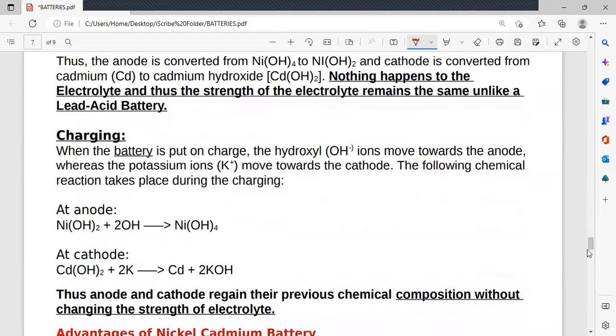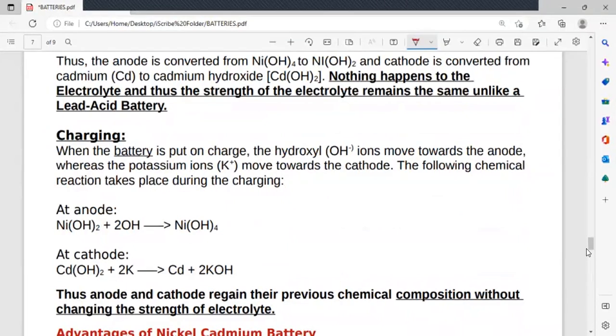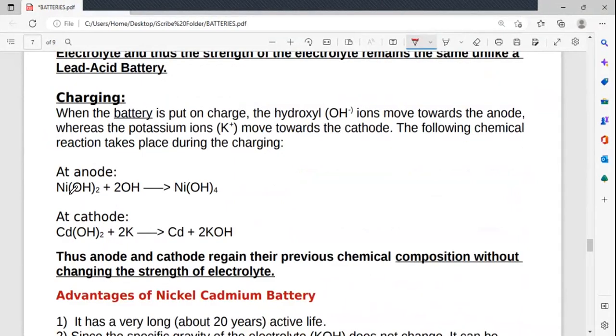Obviously we cannot keep it in the discharged state. Yes, you can keep it discharged for a long period of time, but it is better to charge and keep it, at least on board. So, charging, let us see what happens. Now, it has to come back to its original, isn't it? Original cathode, original anode. So your nickel hydroxide reacts with the negative hydroxyl ions, giving you back your original anode, nickel tetrahydroxide.